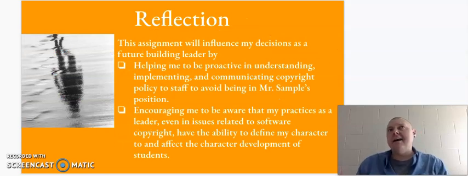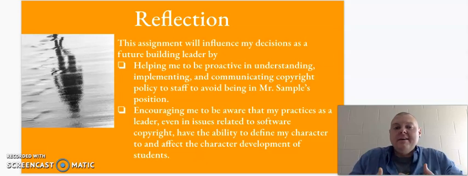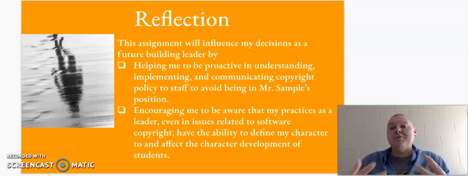In considering this case study, I have been influenced as a future building leader by being reminded of the importance of being proactive in understanding and implementing and communicating copyright policy to staff so that I could avoid being in Mr. Sample's position in the first place, to understand that policy and make sure that we're communicating it on the front end so we're not running into this. Mr. Sample was 3 years into his tenure and apparently had not discussed copyright with the staff.